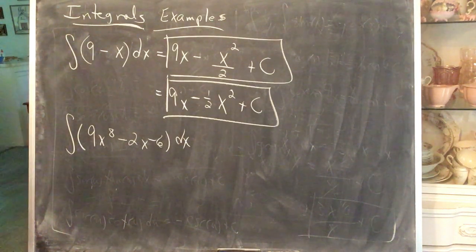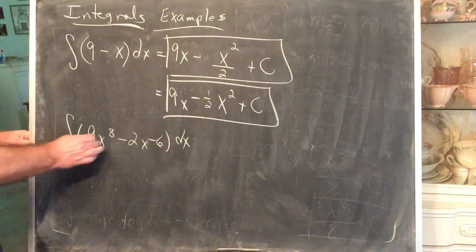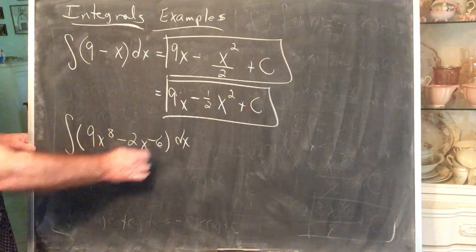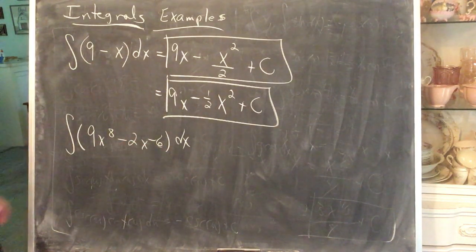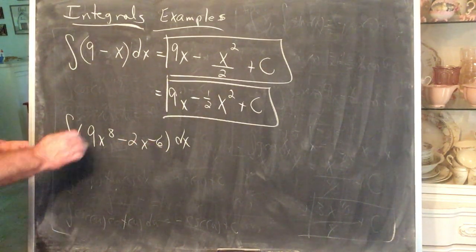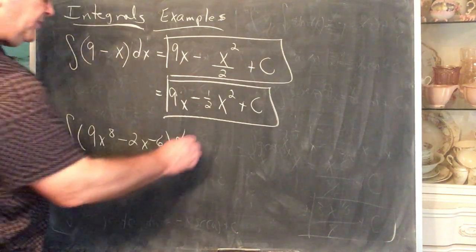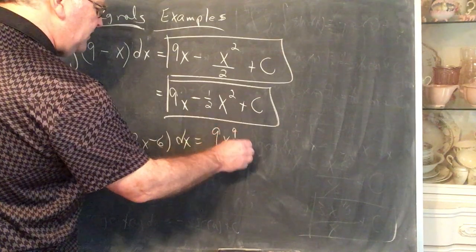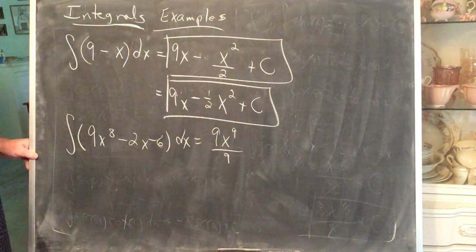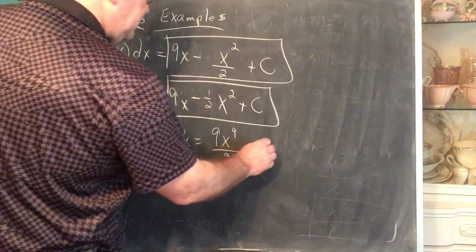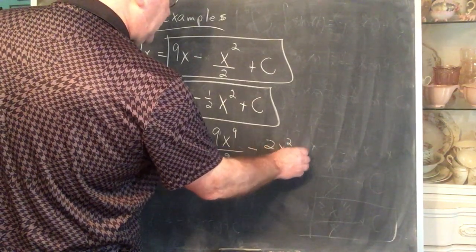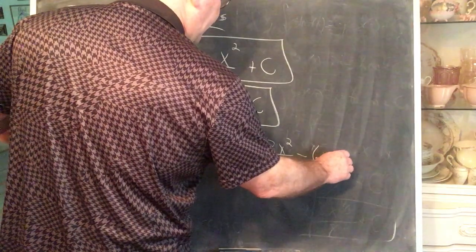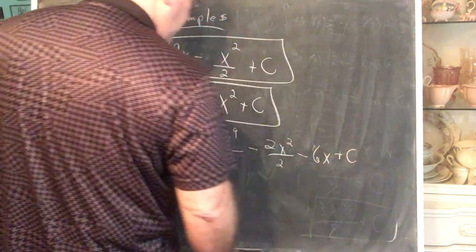All right, so let's see what we have here. The antiderivative, add 1 to the, this is power rule right along the line. The integral of a constant is you reattach the variable. So this should be easy money. So the antiderivative of 9x to the 8th: 9x to the 9th divide by 9, minus 2x to the 2nd over 2, reattach the variable, constant of integration.